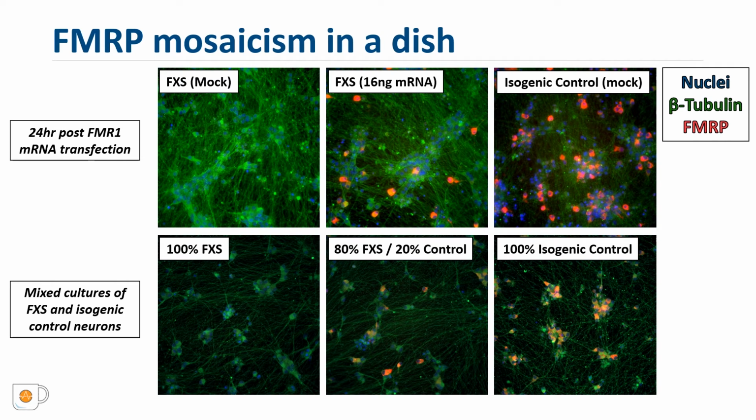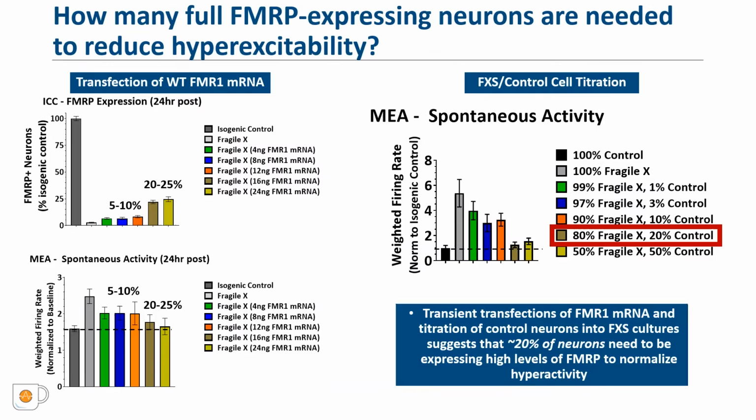Additionally, the bottom 3 images show examples of Fragile X and control neuronal cultures where FMRP-expressing neurons were mixed with Fragile X neurons. The bottom middle image shows a culture where 20% of the neurons were expressing FMRP.